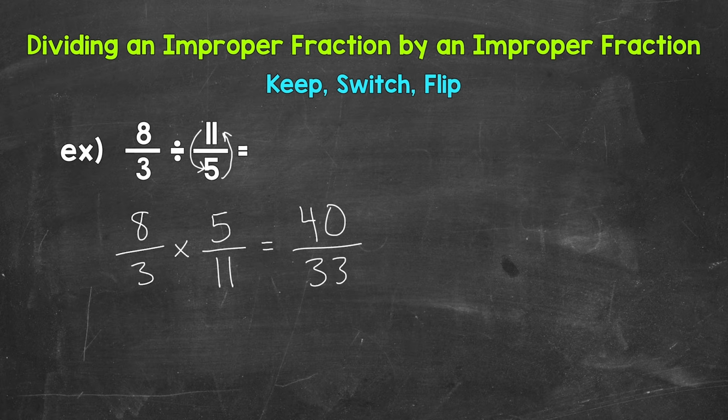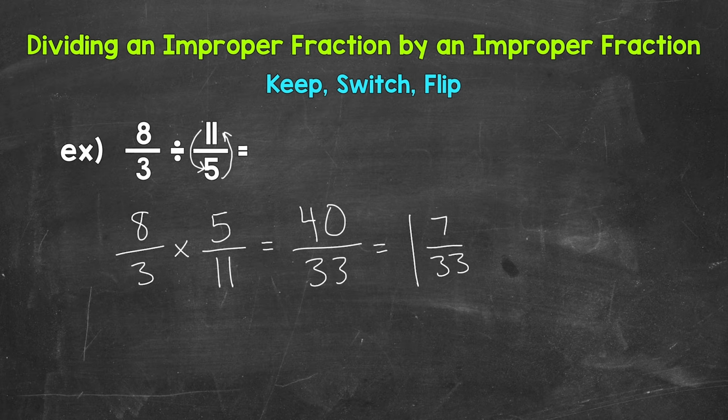So let's convert it to a mixed number by dividing the numerator 40 by the denominator 33. So how many whole groups of 33 in 40? Well, one whole group of 33 in 40. Now we don't hit 40 exactly. We have a remainder, and that remainder is 7. That's the numerator of the fractional part of the mixed number. And then we keep the denominator of 33 the same.